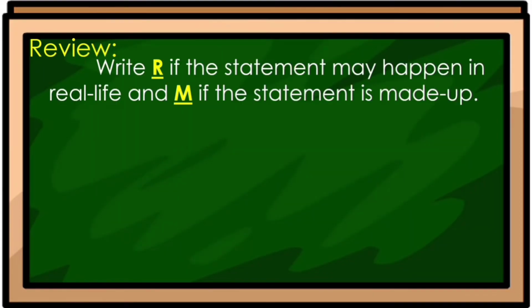But before we start with our new lesson, let us answer this activity first from our past lesson. So, what you're going to do is to write R if the statement may happen in real life and M if the statement is made up. Let's have the first one. The mouse is flying.